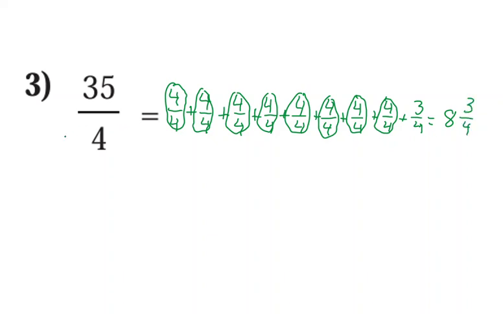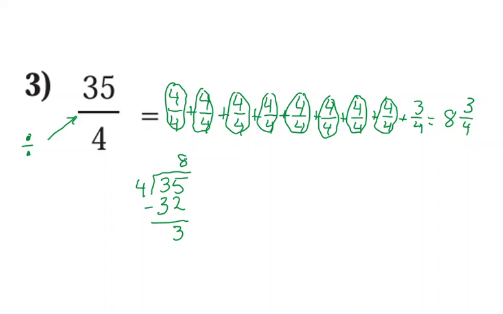Now there's an easier way of doing this, and you can do it by understanding that this line really means divided by. So we can say 35 divided by 4. 4 goes into 35 8 times. 8 times 4 is 32. Subtract and you get a 3.